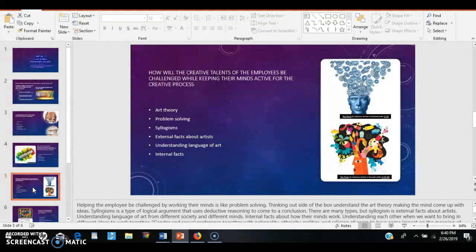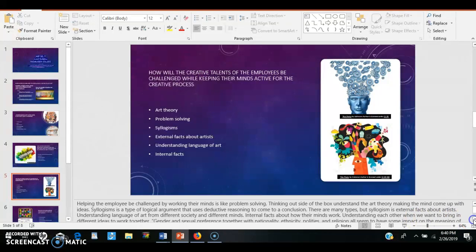How will the creative talents of the employees be challenged, keeping their minds active for the creative process? Help the employees be challenged by working their minds in problem solving, thinking outside the box, and understanding art theory, making the mind come up with ideas.